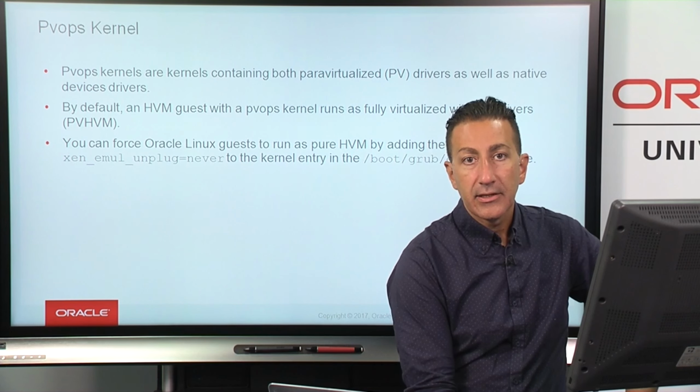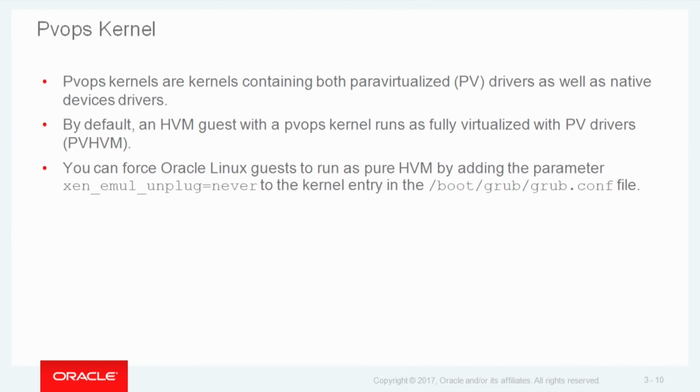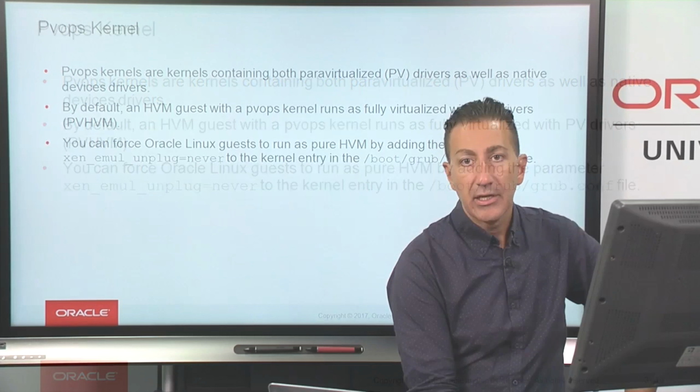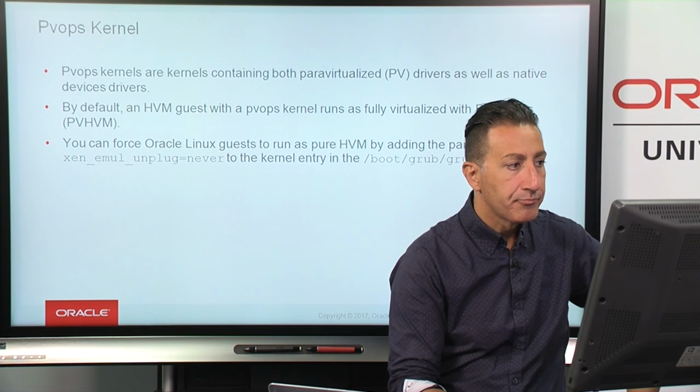All right. And it comes also with the para-virtualized drivers if you want to change this virtual machine to a PV-HVM virtual machine. So by default, an HVM guest with a PVOps kernel runs fully virtualized with PV drivers. You can force, if you want, the Oracle Linux guest to run as pure HVM by adding this parameter, xen_emul_unplug=never, to the kernel entry in the GRUB configuration file that is located in this directory.